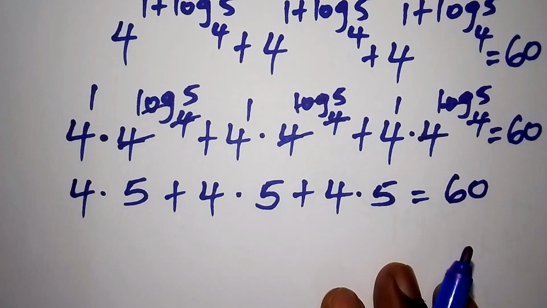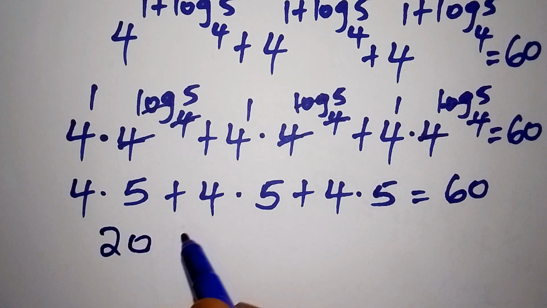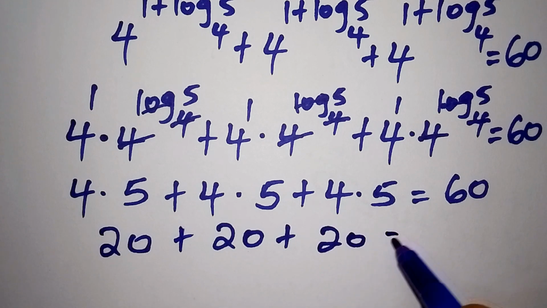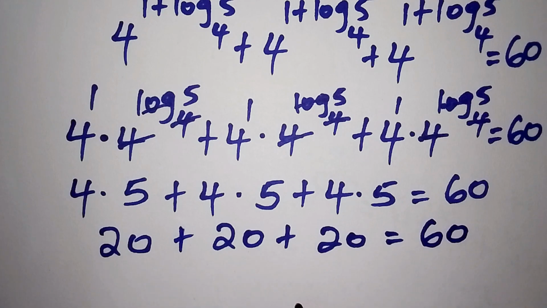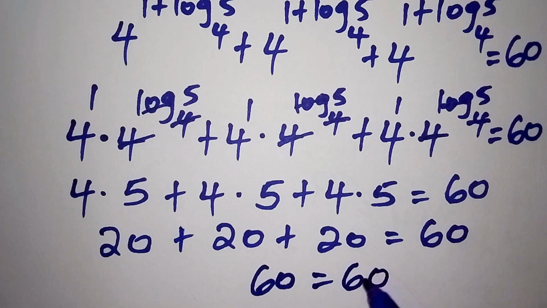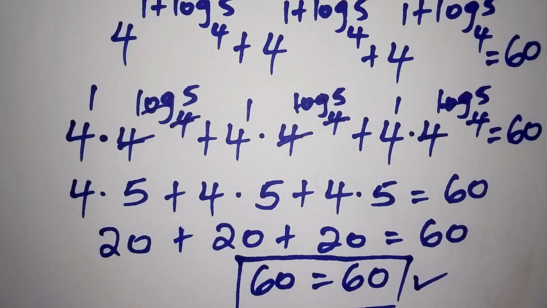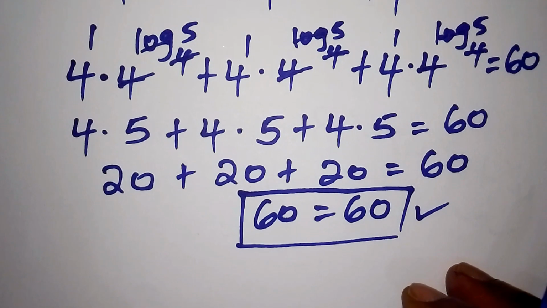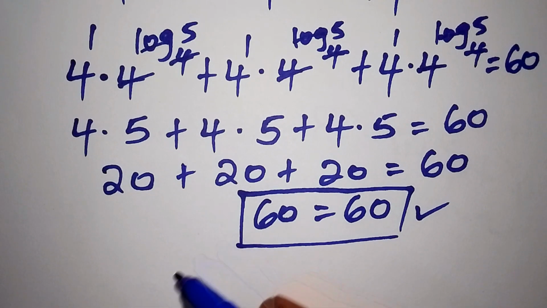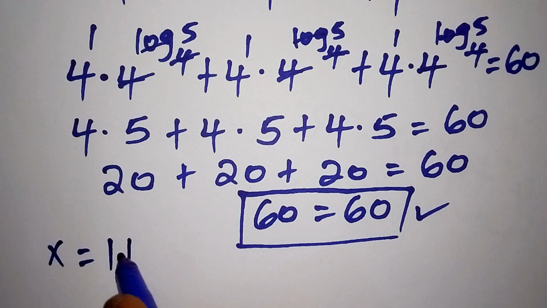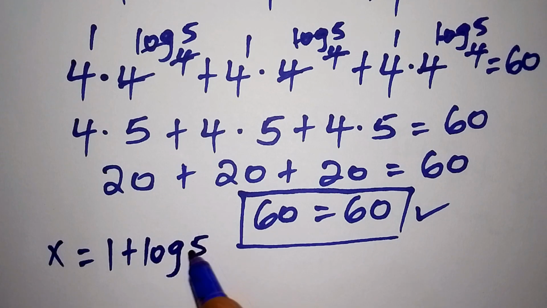So here we shall say that 4 multiplied by 5 is 20, plus 4 multiplied by 5 is 20, plus 4 multiplied by 5 is 20, is equals to 60. So 20 plus 20 is 40, and 40 plus 20 is 60. So the value is equals to 60, is equals to 60. So when you follow this way of doing this maths problem, you could get your answers very quick. So our answer is correct, the value for x is equals to 1 plus the log of 5 to the base of 4.